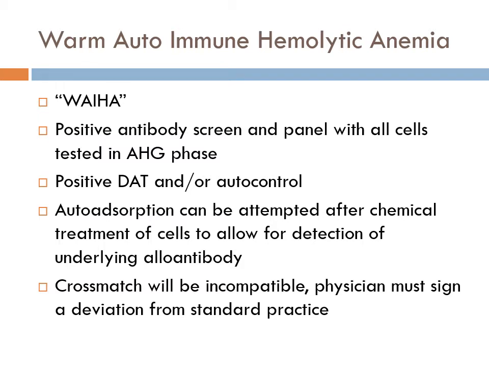The chemical treatment comes from the fact that if we do have a positive DAT, we do know that we have antibody attached to these red cells in vivo. We want to give them a chance with the chemical treatment to knock some of those antigen binding sites off so we can try to adsorb it back in our red cells in vitro, or in our lab, to see if they have any underlying alloantibodies.